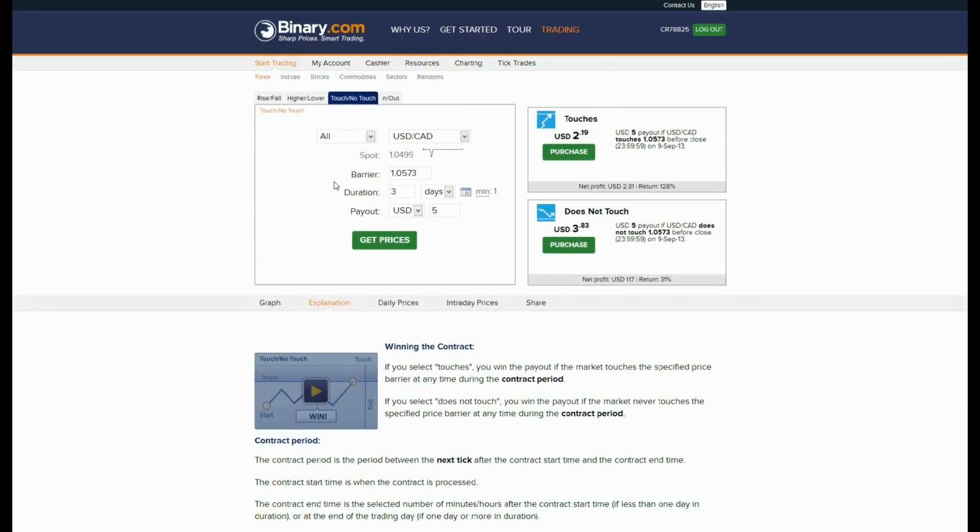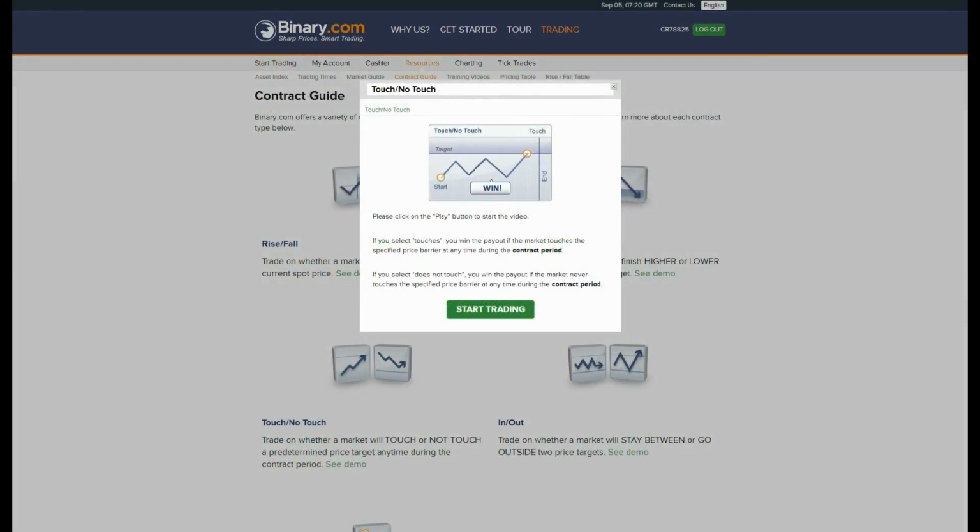The third type of contract available is called Touch, No Touch. If you select touches, you win the payout if the market price touches the price barrier at any time during the contract period. If you select Does Not Touch, you win if the market never touches the price barrier you have specified at any time during the contract period.